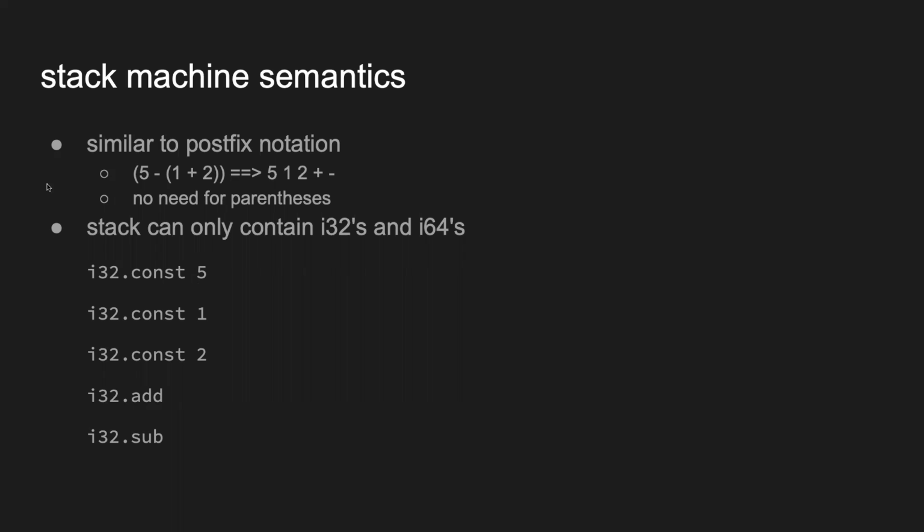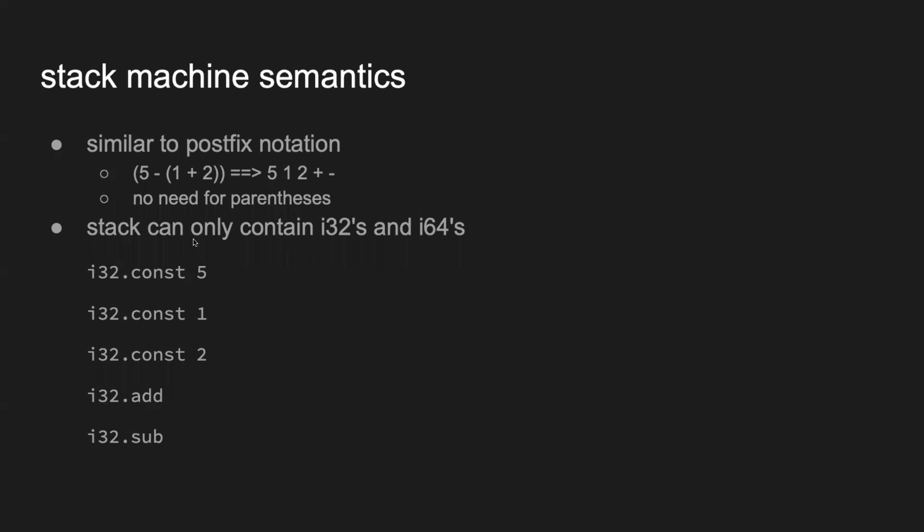Essentially the way that a stack machine operates is similar to how a postfix calculator from the 80s works. So if you have an expression like 5 minus 1 plus 2, this would actually turn into 5, 1, 2, plus, minus. And the way to read this is each number is being pushed onto the stack. So you'd have 5 being pushed, then 1 being pushed, then 2 being pushed. And each operator pops 2 values off the stack and pushes the result onto the stack. So this plus will pop 1 and 2 and push 3. So after this plus executes, we will have a 5 followed by 3 on the stack. Then the minus will calculate 5 minus 3, and we get our result.